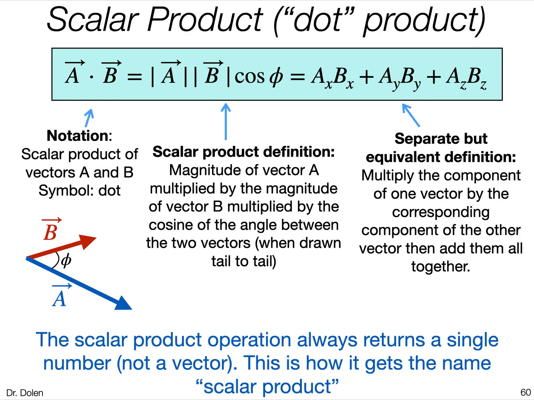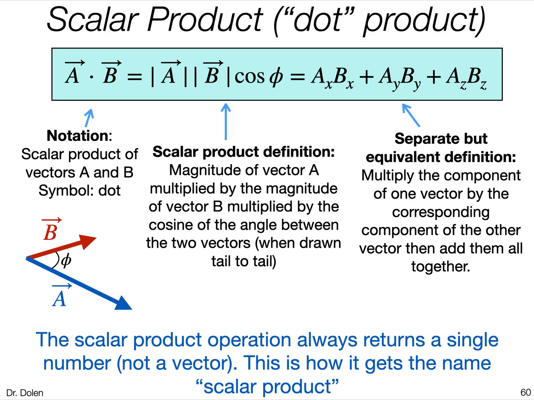Okay, so we've learned a lot about vectors. We know how to add vectors, how to subtract vectors. We know how to express vectors in terms of components. And now we're going to learn another mathematical operation that we can perform with vectors, which is called the scalar product, and often more commonly known as the dot product, and you'll see why in a moment.